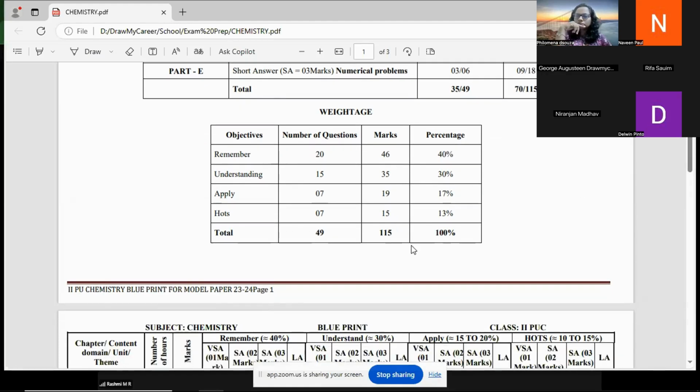Out of 49 questions, you are answering only 35 questions. So you are attempting for 70. That is 30 for practical, 70 for theory. But the total weightage of the question paper is 115 marks. So when I say each chapter's weightage, I'm telling you the total.